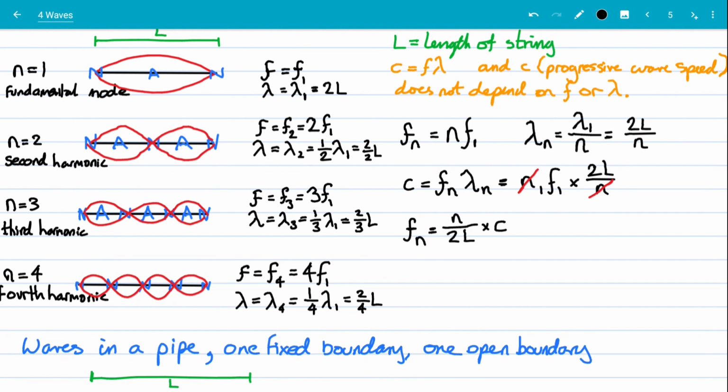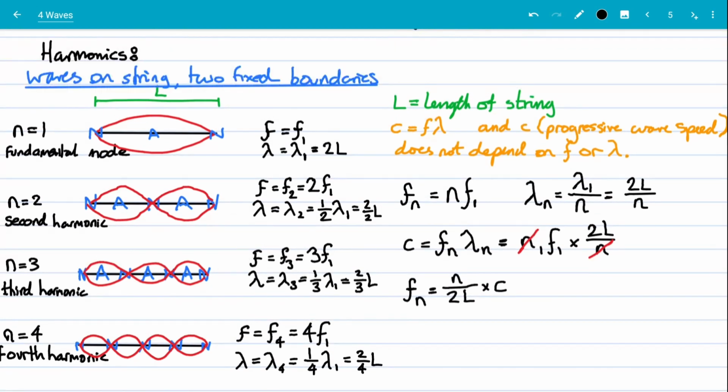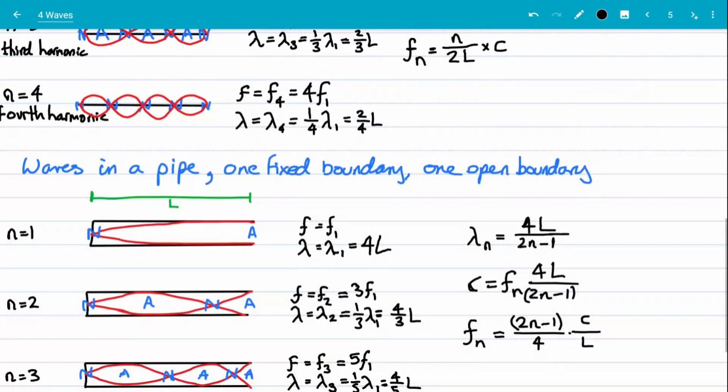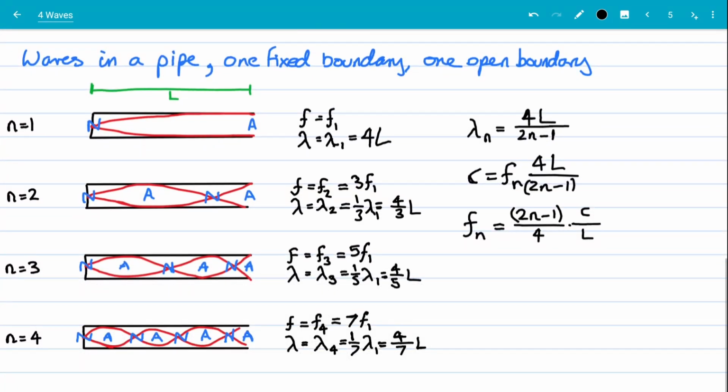So when you've got a pipe which is open at both ends, you get the same harmonic series as when you have a pipe that's closed at both ends, or a string that's bound at both ends, two fixed boundaries. The interesting one is what happens when it's got one fixed boundary and one that is not fixed.